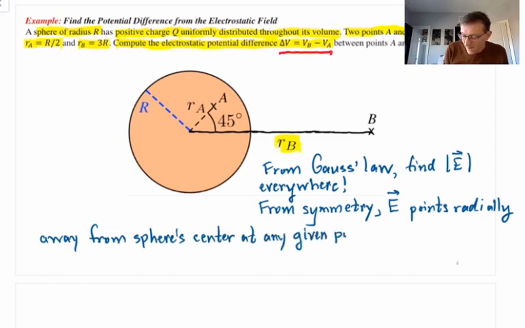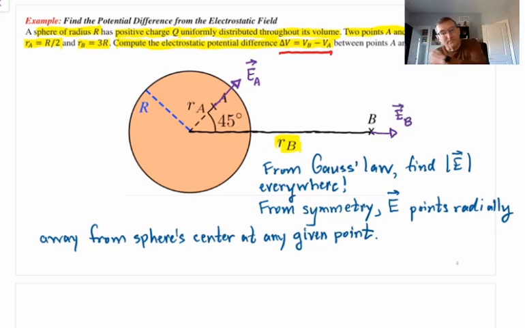Radially away from the sphere's center. So, for example, at point A, the electric field vector created by this charge distribution must point something like that, radially away from the center. At point B, the field must point something like that, yes? Radially away from the center. And that's going to be true anywhere. Pick a point. The electric field vector will point radially away from the center of the sphere.